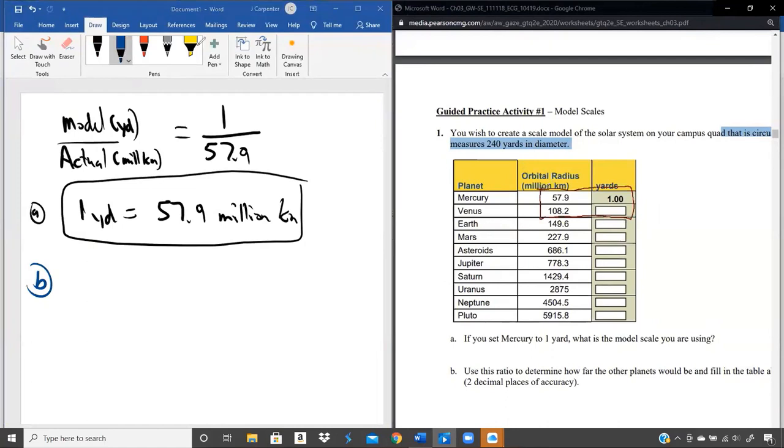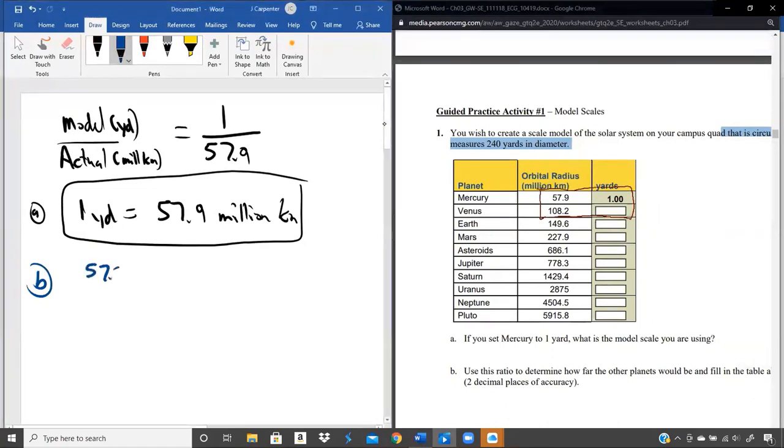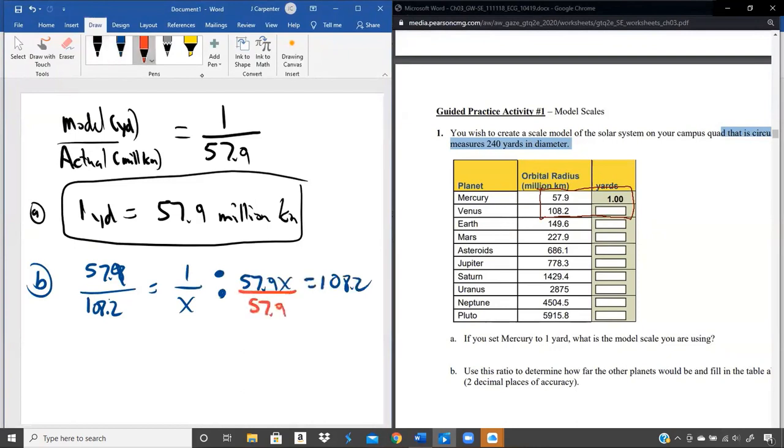That's it. So we would go 57.9, not 8. I was looking at an 8, sorry about that. Over 108.2 would be equal to 1 over x. And then you can cross multiply. The 57.9 would be multiplied by the x. And then the 1 times the 108.2 is 108.2. You then, to solve that, divide by 57.9.